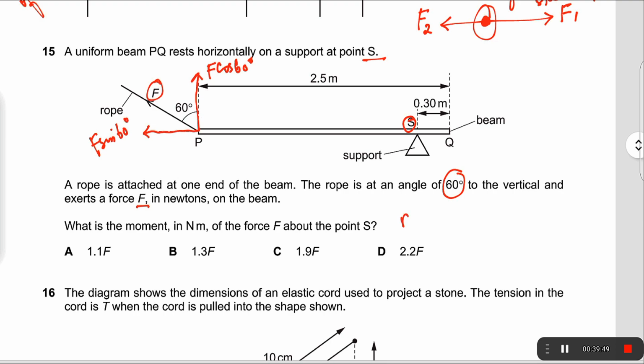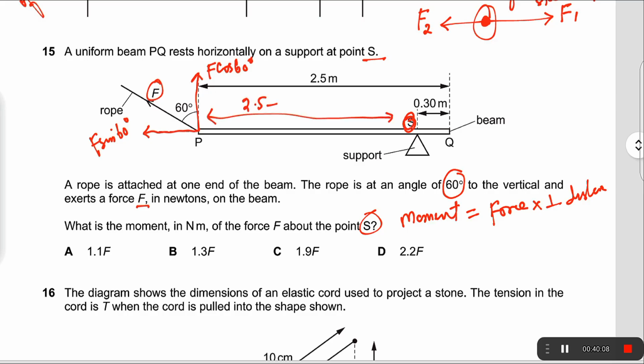Now you know moment, that is known as torque also, is always equal to force multiplied by perpendicular distance. And it says about S, and what is the distance remaining from S to this? This will be 2.5 minus 0.30. Which component is the force now? This is the force exerted in the vertical direction. This is the perpendicular distance and this is the force. Force is which component? F cos 60 degrees, multiplied by the perpendicular distance from this to this, that is 2.5 minus 0.30.